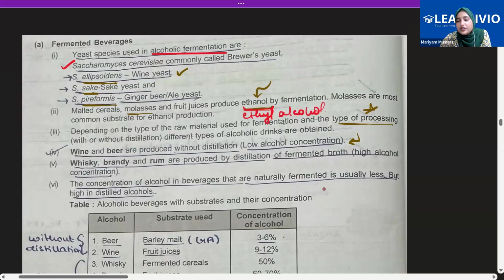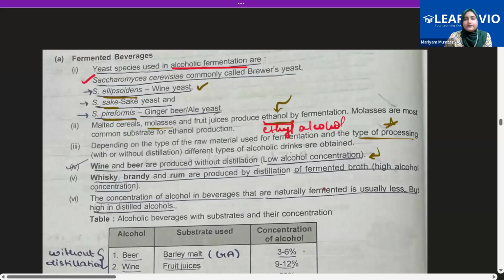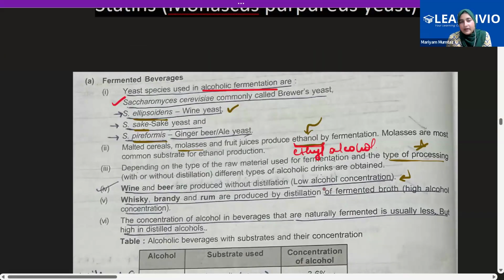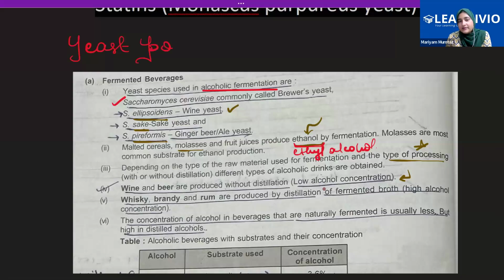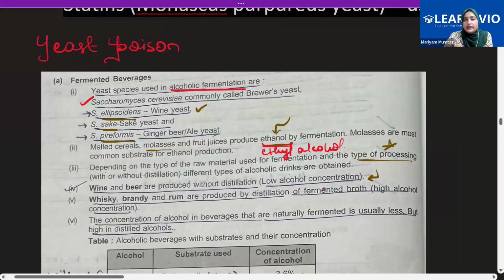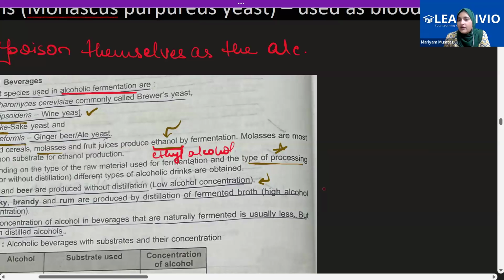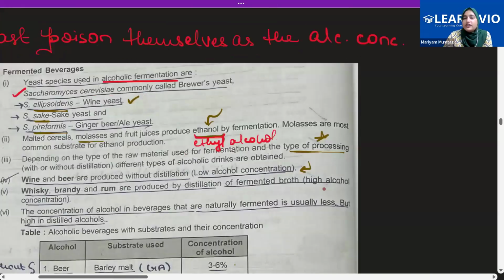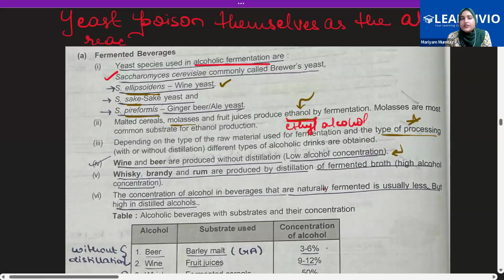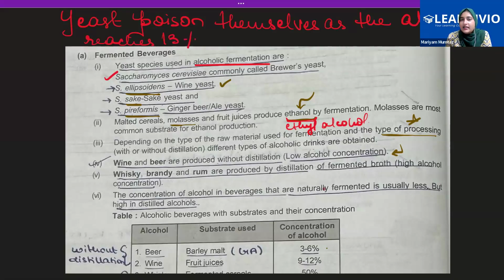But one thing you people should understand is that yeast poisons themselves as the alcoholic concentration reaches 13%. So this tells us that in naturally fermented alcoholic drinks, the concentration of alcohol will be only up to 13% and not beyond that.